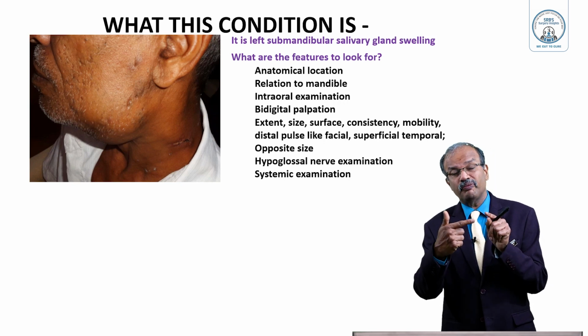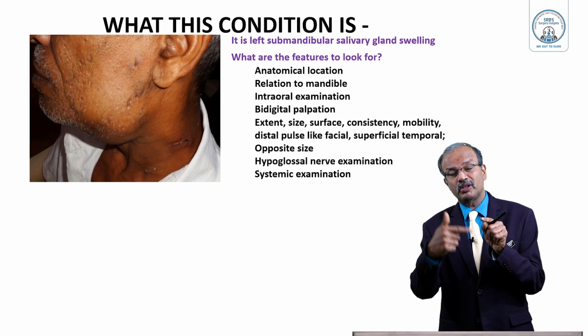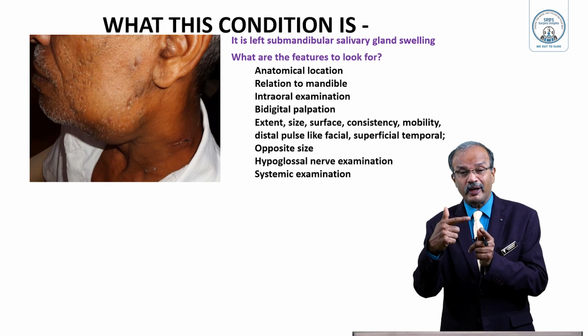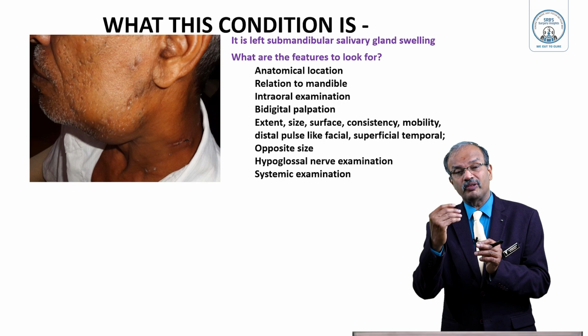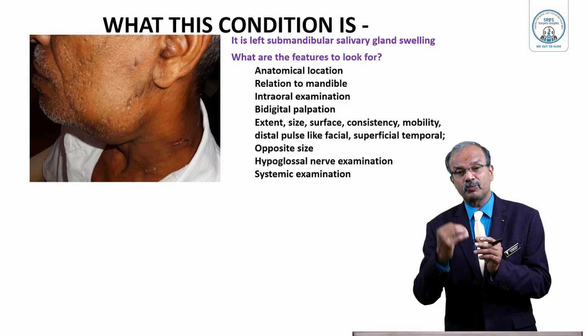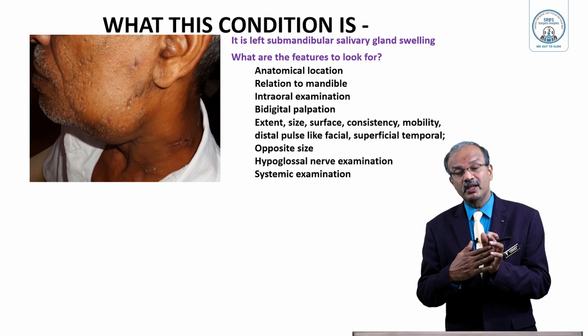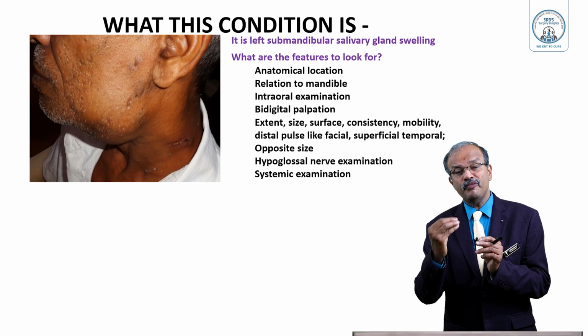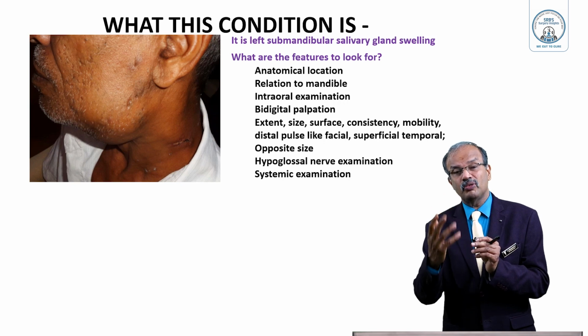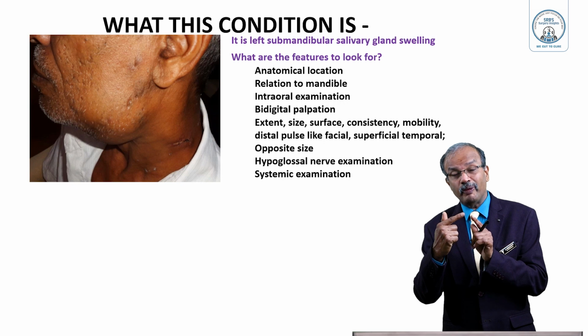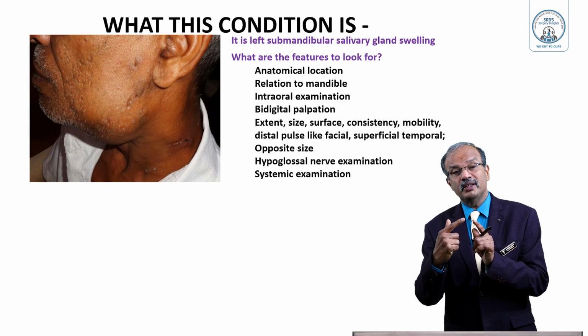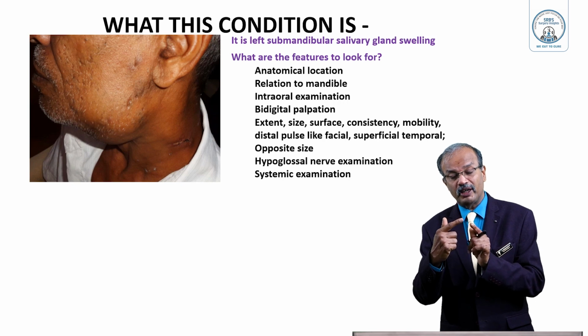Bidigital palpation, one finger inside in the floor of the mouth, another from the outside. If this is bidigitally palpable, that means it is salivary gland, because the submandibular salivary gland has a deep component and a superficial component across the mylohyoid muscle, whereas a submandibular lymph node is only outside the mylohyoid muscle, not intraoral. So you won't be able to palpate bidigitally if it is a submandibular lymph node. If it's submandibular salivary gland enlargement, you'll be able to palpate bidigitally.